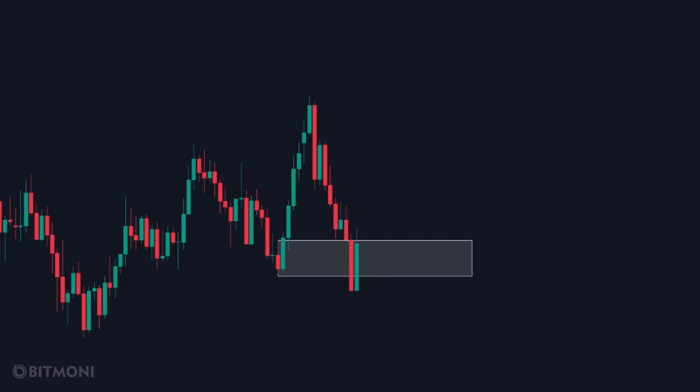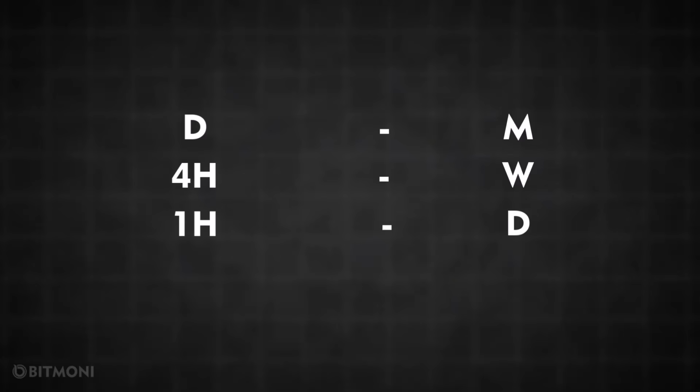This is a profitable strategy that works on all time frames, but it requires proper top-down analysis. So, to increase your chances of winning, you need to align your trades with the trends of the higher time frame. For example, when you're trading on the daily time frame, use the monthly chart as your higher time frame. If you are trading on the 4-hour time frame, the weekly chart should be your higher time frame. For trades on the 1-hour time frame, use the daily chart as your higher time frame. If you're trading on the 5-minute or 15-minute time frame, then the 1-hour chart should be your higher time frame.